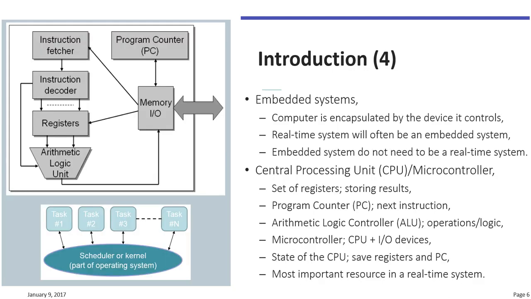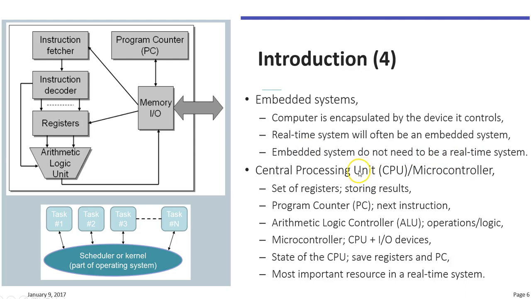So a real-time system is very often an embedded system. An embedded system means that you have a computer that is encapsulated by the device it controls. That means you have a limited set of tasks. So in order to fulfill the time requirements, you need to know how many tasks you are running. In that case, a real-time system will very often be an embedded system, because you need just a limited set of tasks to be able to calculate or figure out the maximum time. But on the other hand, an embedded system doesn't need to be a real-time system. We will come back to that.